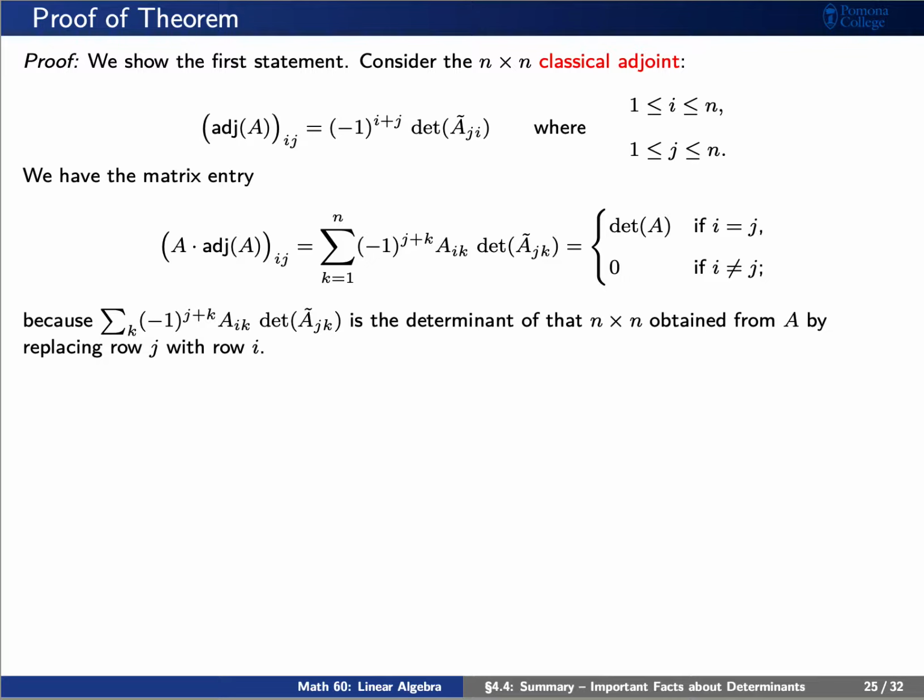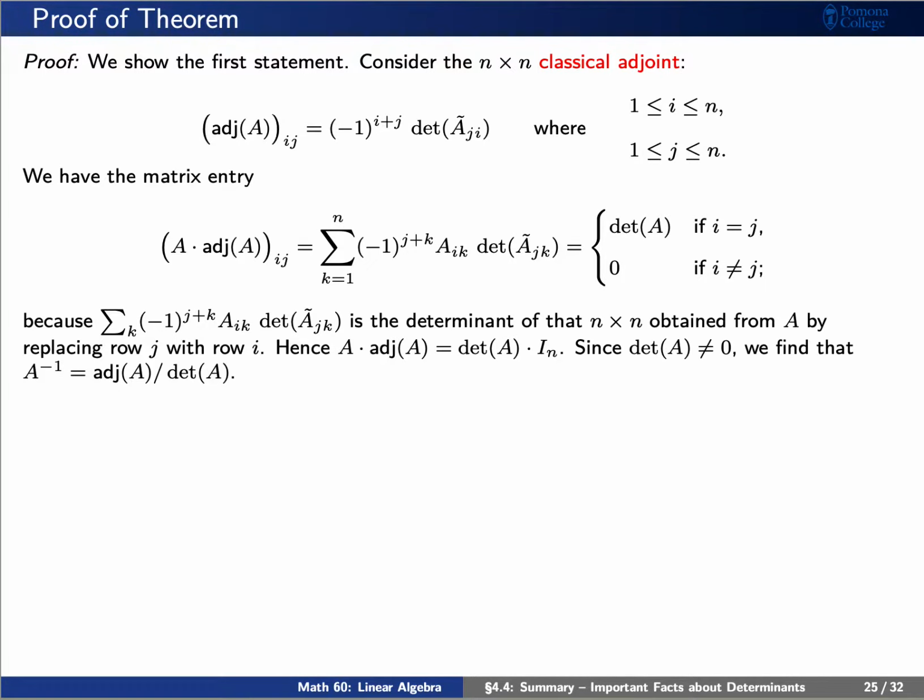This here is the determinant of an n by n matrix obtained from A by replacing row j with row i. Well, if i is different from j, then here we have the determinant of a matrix that has two equal rows. Hence, the determinant will be 0. But if i equals j, then this here is just a restatement of the determinant of A. Hence, we have the matrix product, A times the classical adjoint, is a scalar times the identity matrix. Since the scalar, namely the determinant of A, is non-zero, we then can divide and find that A inverse is the classical adjoint divided by the scalar determinant of A.